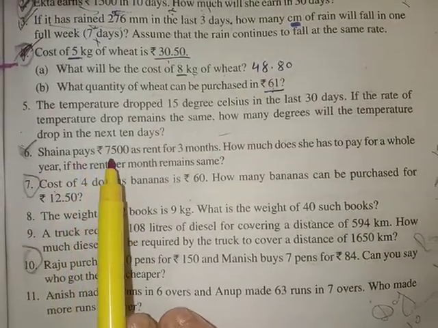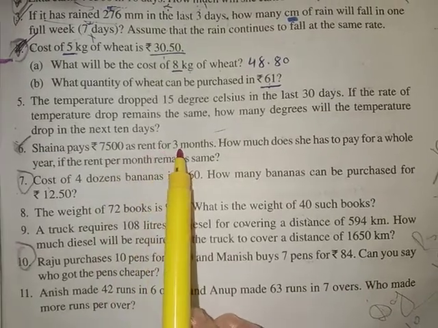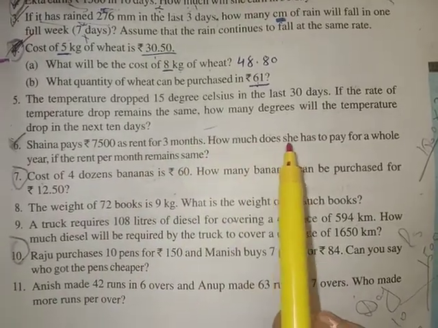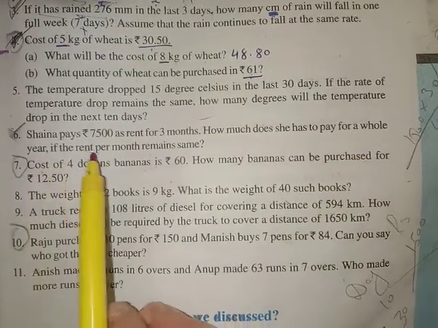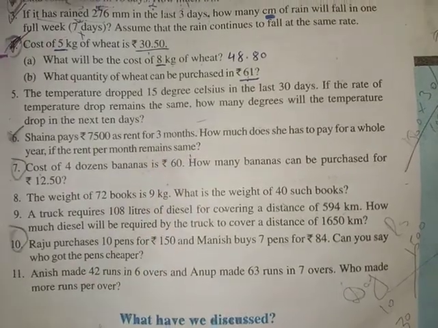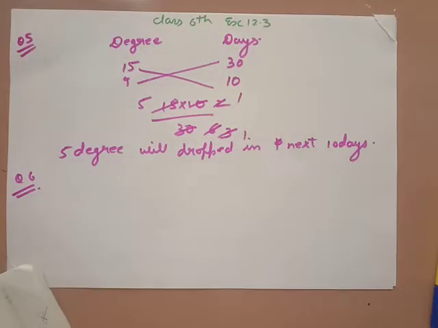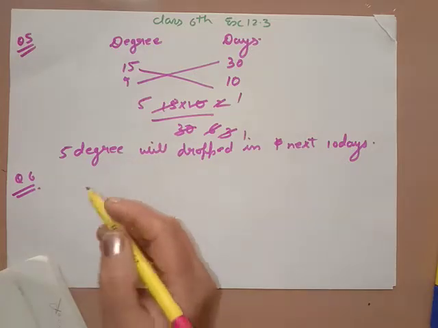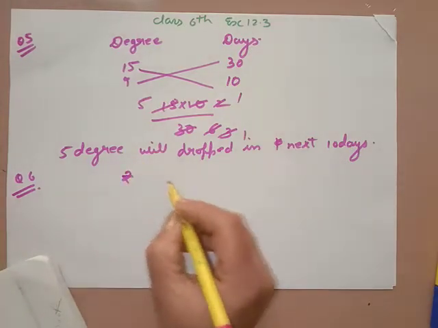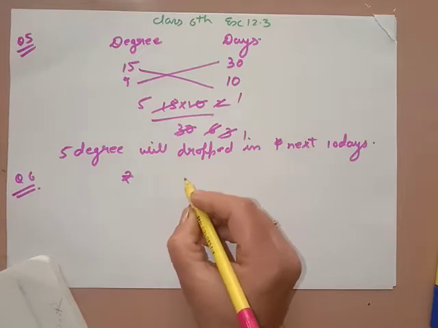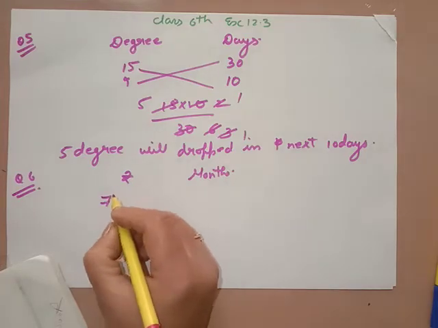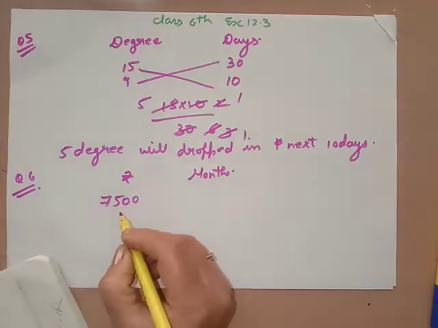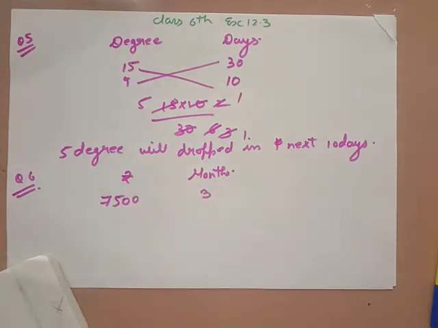Saniya pays rupees 7,500 as rent for 3 months. How much does she have to pay for a whole year if the rent per month remains the same? Now in this, rupees and the month is given. The rupees is 7,500 for 3 months, and they told us how much does she have to pay for a whole year.